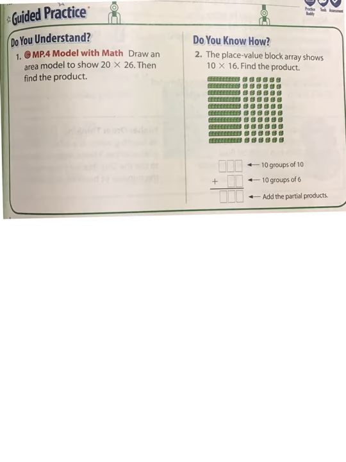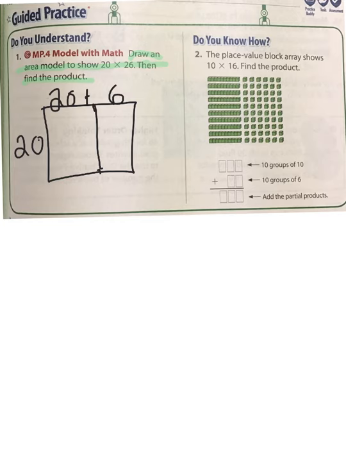Let's do the guided practice together. I am also going to show you another way to multiply without using partial products or an area model, and you can choose which way you want to do on your homework. Number 1, draw an area model to show 20 times 26. Then find the product. First, we're going to multiply 20 times 20.